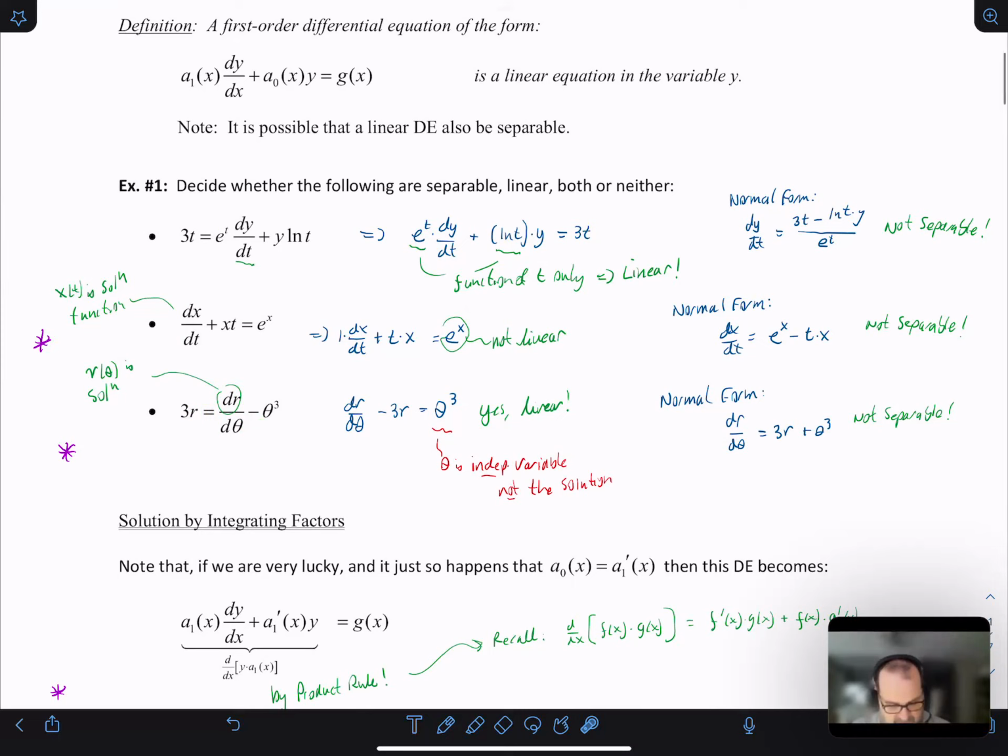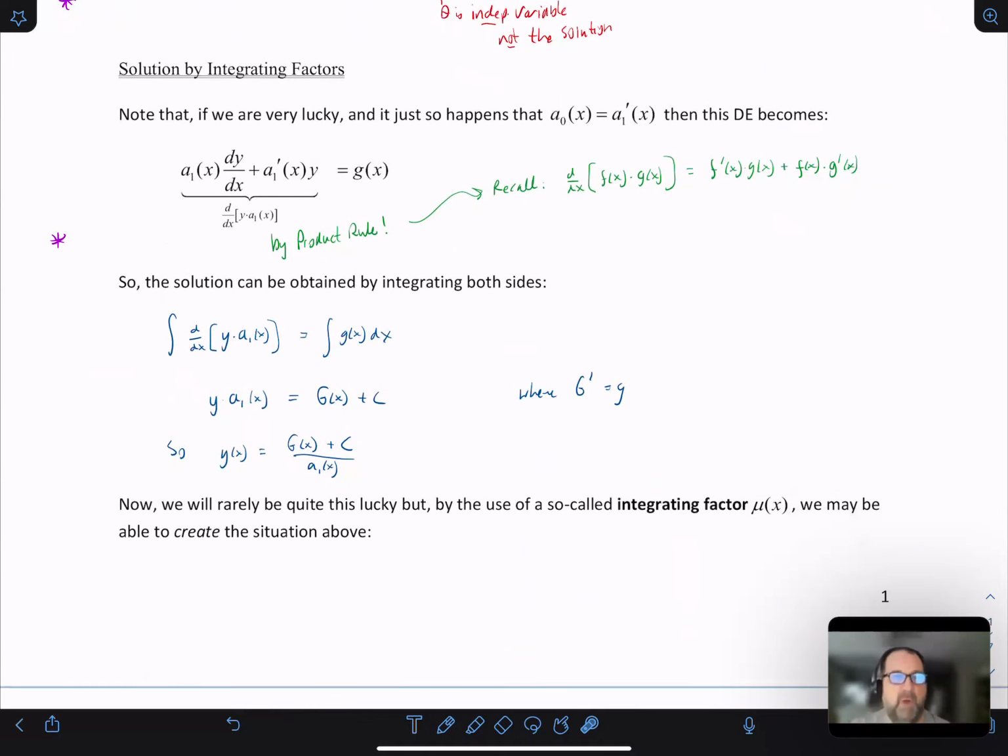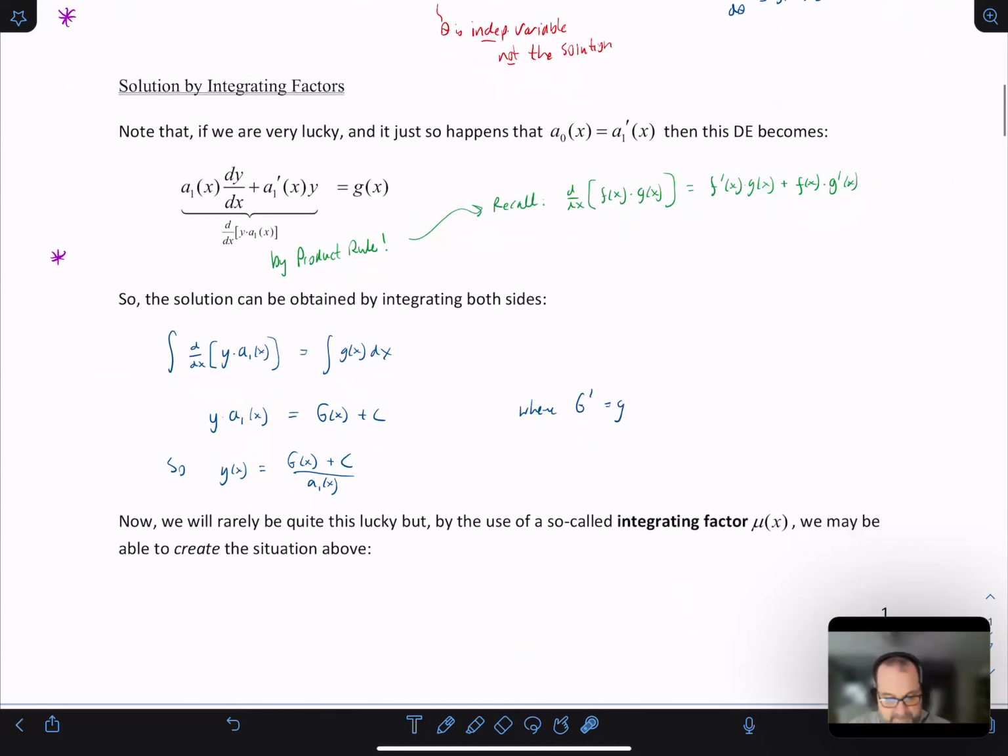All right, so let's talk about the method then of the section, what we are trying to look for here. So the method here is using something we call integrating factors. But underlying the whole method is the following. If we are very, very lucky in our DE, and our DE just happens to look like this, then we're in business as far as solving this thing. If this thing on the left-hand side of our DE is really just the result of a product rule derivative, which this is, then we have a fairly quick and easy way to solve.